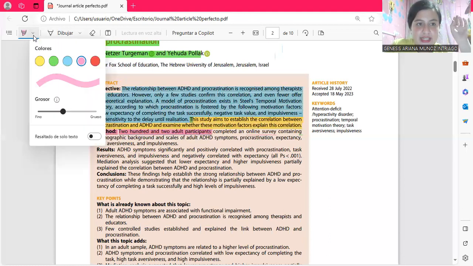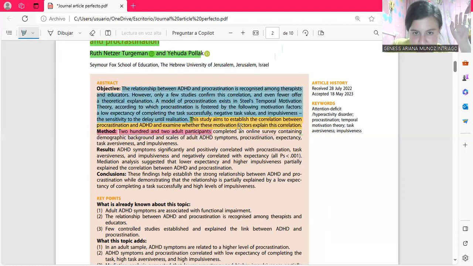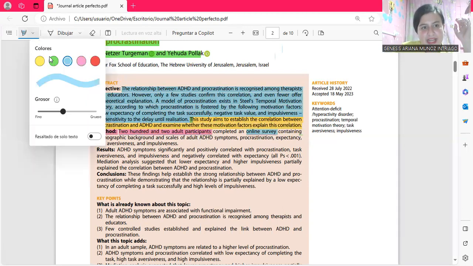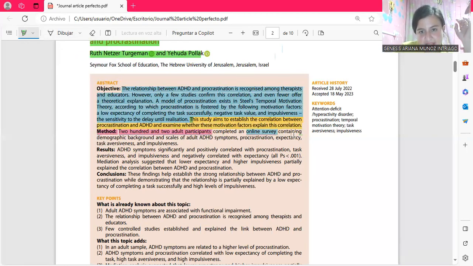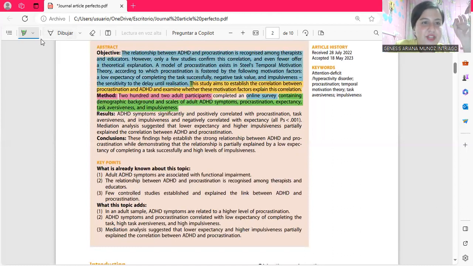After that, the second part is the materials. And here we can find the materials. Here they are telling us that they use an online survey to obtain all the information, okay? And finally, the procedure. So they are basically explaining in this part that they use an online survey that contains demographic background and scales of adults' ADHD symptoms and, well, all the information that you're watching on your screen right now. And after that, we can find the results.